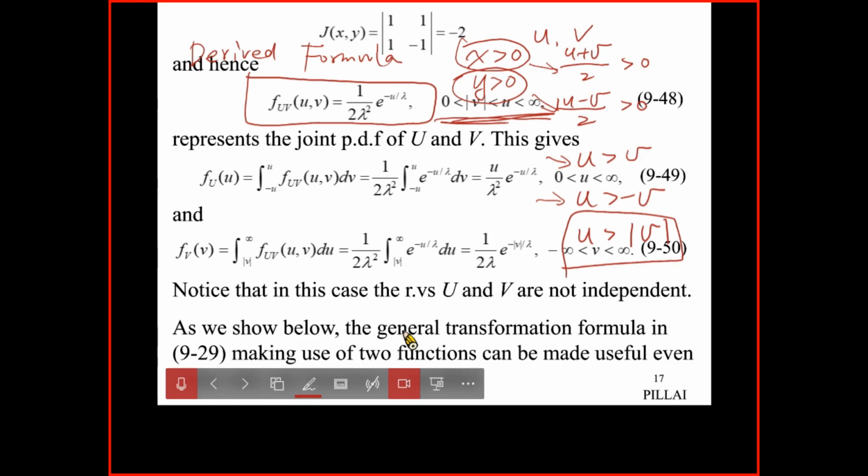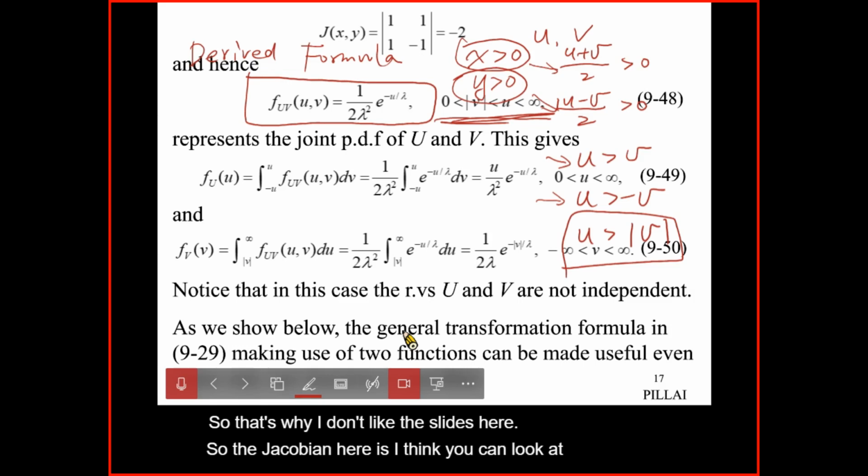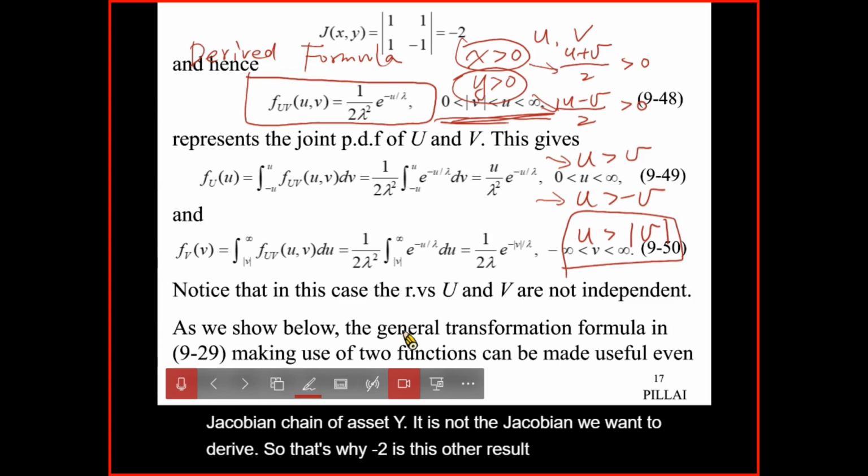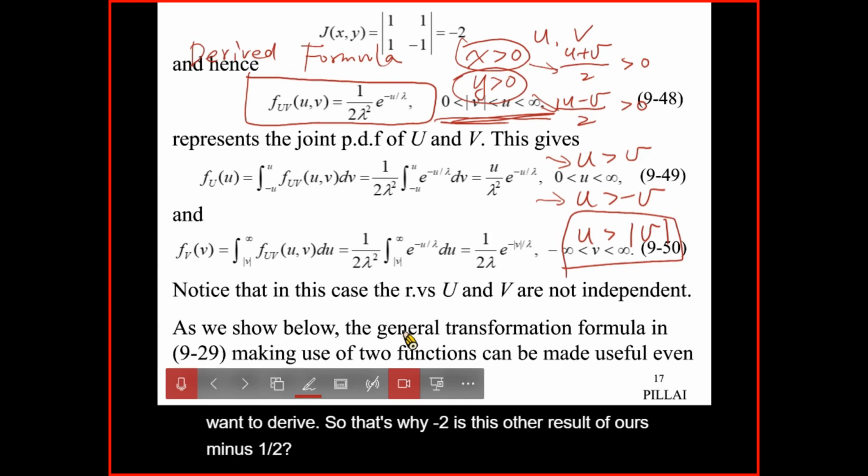So the Jacobian here is the Jacobian with the y. That's why I don't like the Jacobian on the slide. You can look at the current Jacobian J of x and y. It's not the Jacobian we want to derive. So that's why minus 2 is not the result of ours, minus a half. The current Jacobian is not the goal for us.